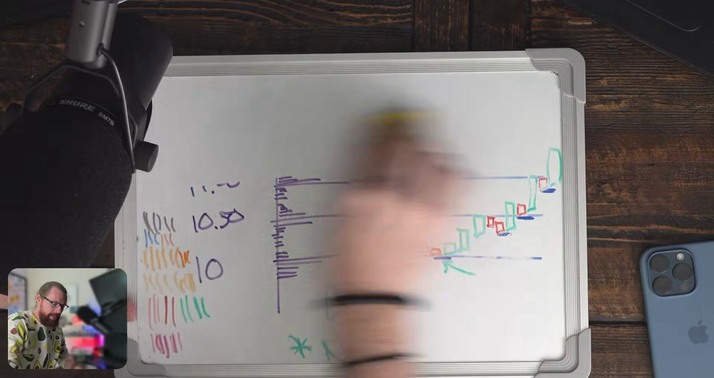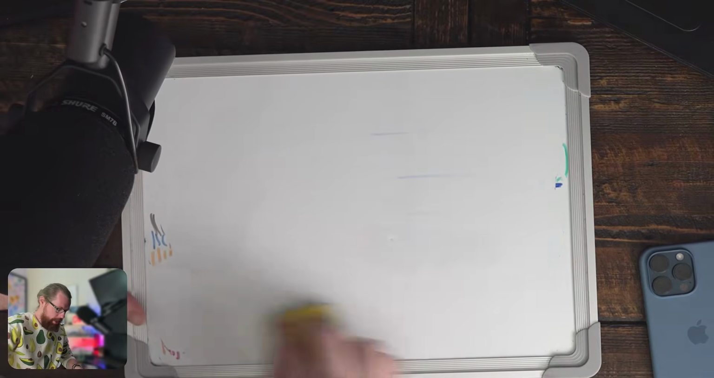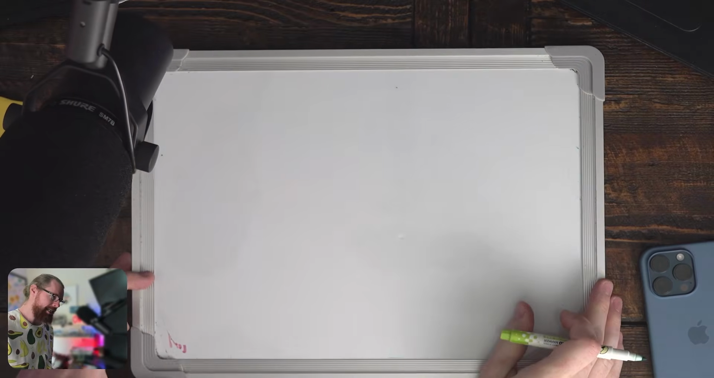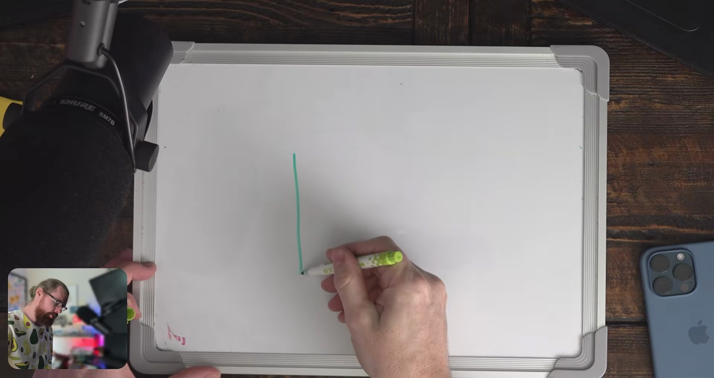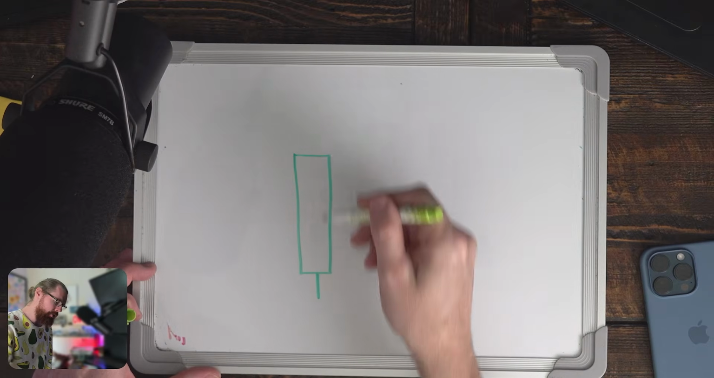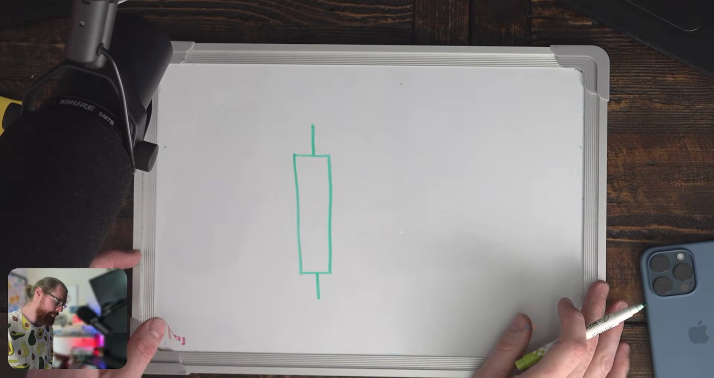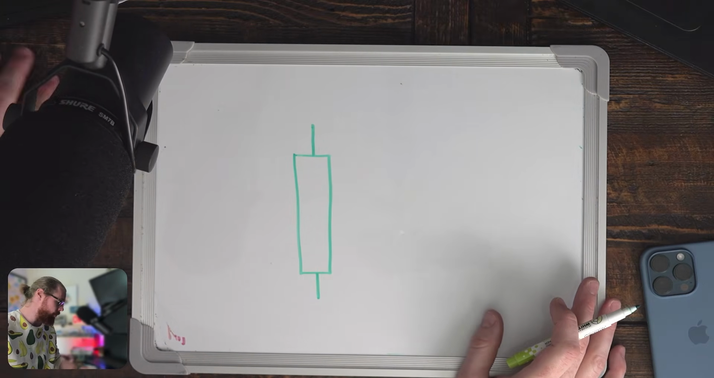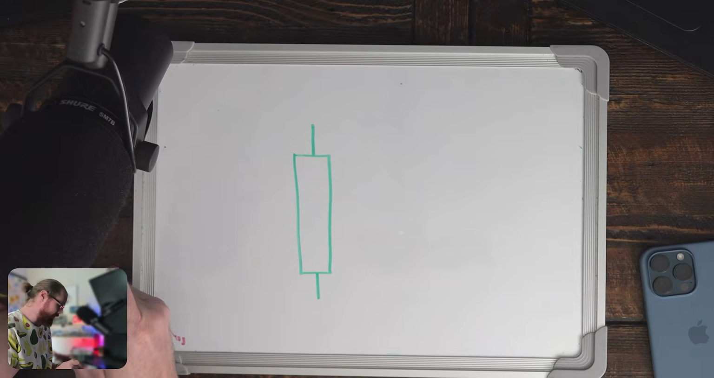So I'm going to go ahead and erase this. This is from a project that we were working on yesterday for students at Warrior Trading. And we're going to start by drawing a simple candle. Now, candlesticks were created in the 1700s by a Japanese rice futures trader, and they became very popular in Japan and then made their way to the West many years later.